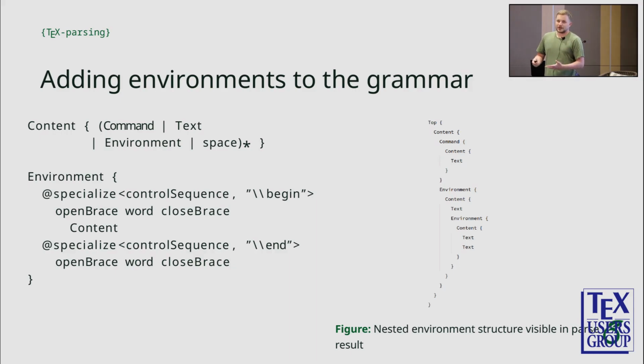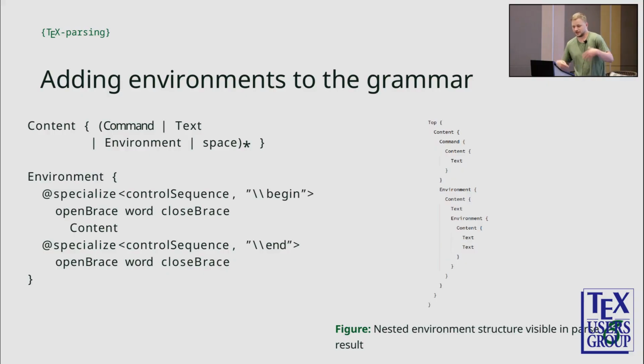But this is all handled by the parser and allows us to get these nested structures here, the tree representation that we're looking for. So now the content of the document was the document class article, the begin document, and the content of the document environment was some text and another environment inside it.